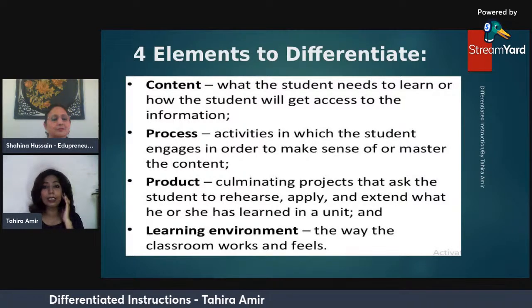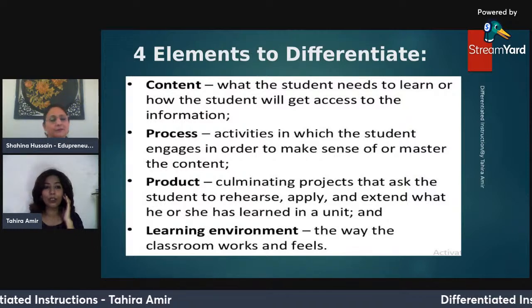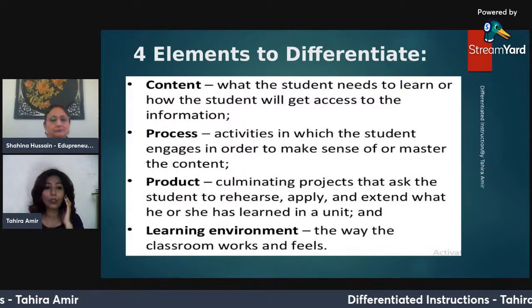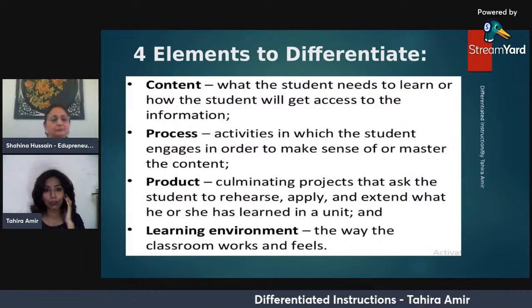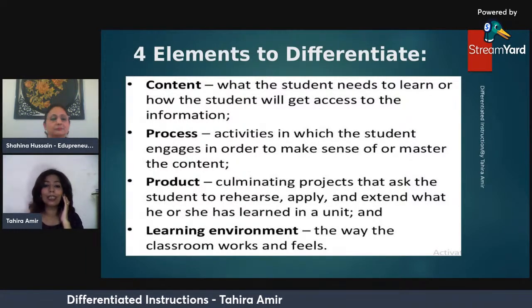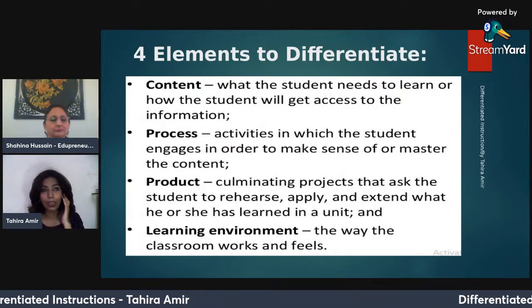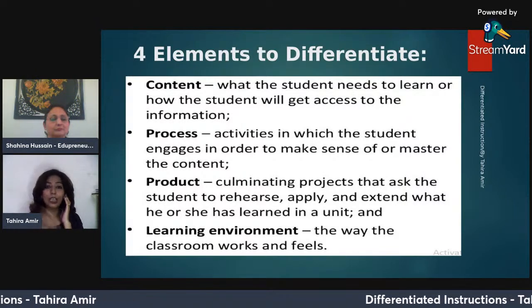The third is the product. The product is the outcome. So what do we expect from the students in the form of an assignment? The product is what the student creates at the end of the lesson, which demonstrates their learning of the content.